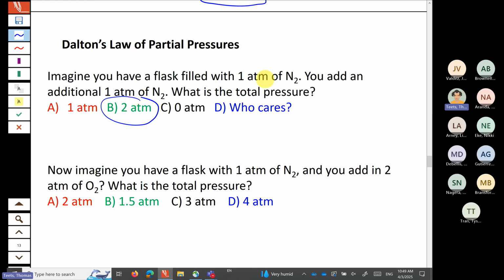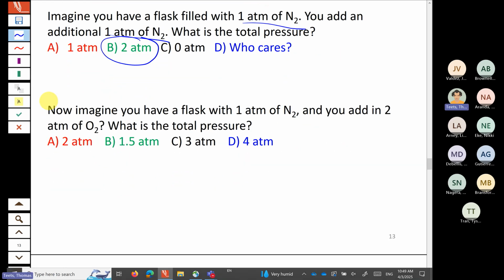So that was the same gas, 1 atmosphere of nitrogen, 1 atmosphere of nitrogen. Now let's do a slightly different one where we have 2 different gases. If you have a flask with 1 atmosphere of nitrogen and you add in 2 atmospheres of O2, so a different gas this time, they're both gases, but there are 2 different ones now. What would the total pressure be? Anybody think A? We have a B, C. All right, most of you got it, and then D. All right, so that's correct.